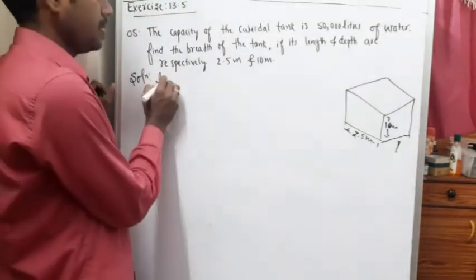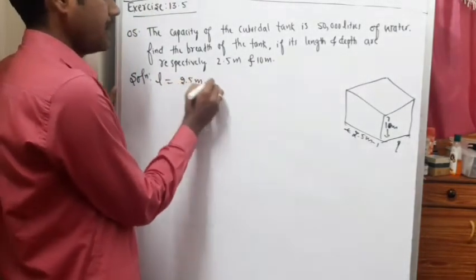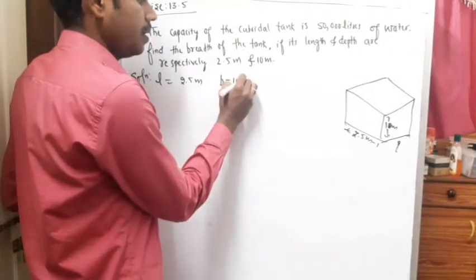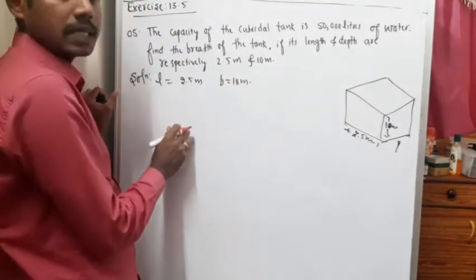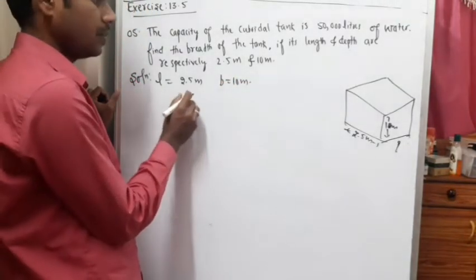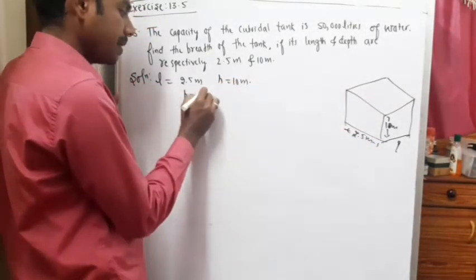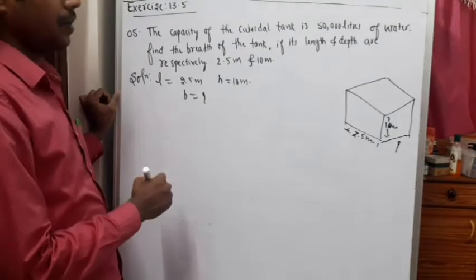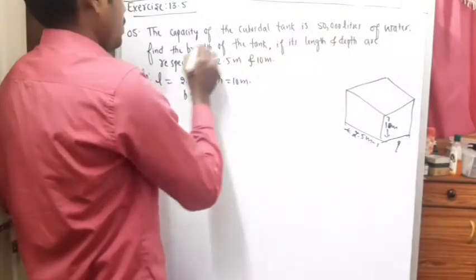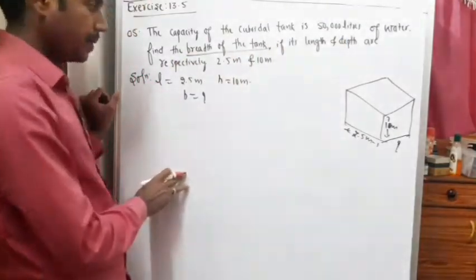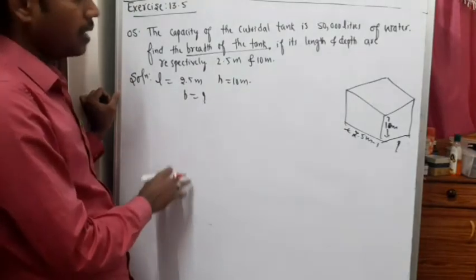Okay. Length is 2.5 meter. Breadth is 10 meter. Fine. Next, we need to find, sorry, not breadth, it is height. Height is 10 meter. We need to find the breadth. That is the question. Find the breadth of the tank. Okay, what is the volume of the tank?